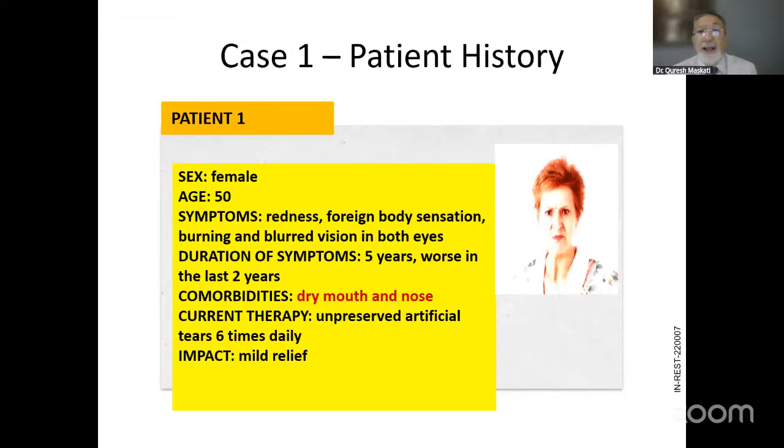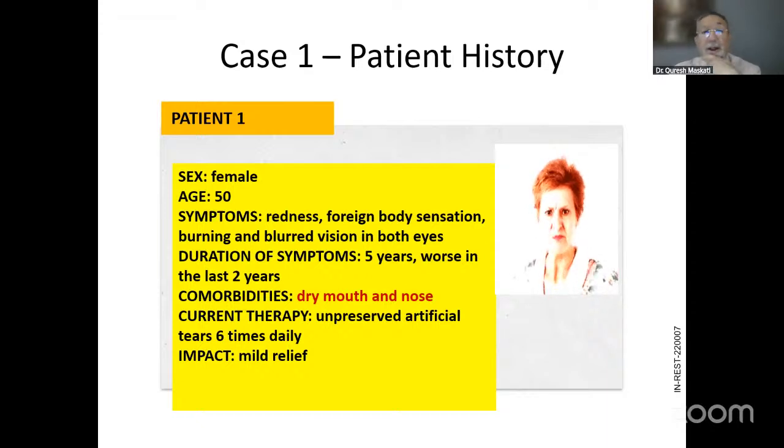What happens? We start with teardrops, which is the mainstay, artificial teardrops. You get two types, preserved drops and unpreserved drops. The preserved drops contain preservatives. The preservatives themselves can cause irritation in an eye. So if you have to put the drops frequently or for more length of time, most eye surgeons go for what is called unpreserved artificial tears, meaning without any preservatives, so that the preservatives don't cause irritation.